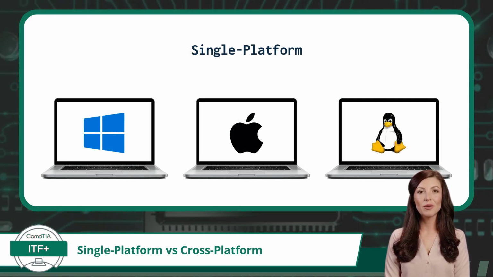A single platform application is designed to work exclusively with one type of computer or operating system. For example, a single platform application developed for Windows might not work on a Mac, and vice versa. This can create compatibility issues, limiting the application's usability to a specific group of users.